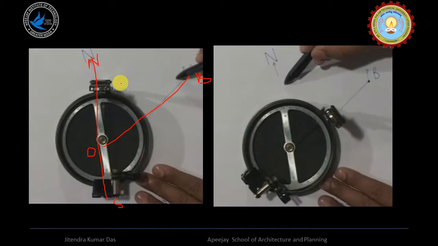The second step is that we will rotate this prismatic compass, and we know that it is free. It is not attached with the aluminum circle. So when you rotate it, the next situation will be like this. When you bisect the ranging rod placed at B, this will come in this direction.